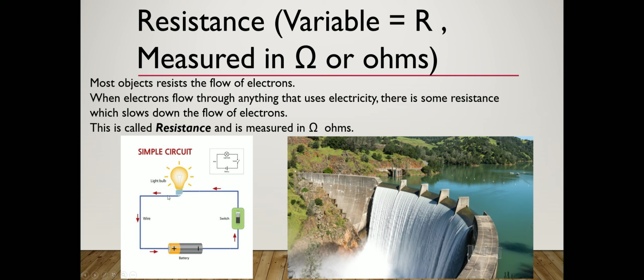So let's relate it back to the light bulb, right? As the electrons flow through this light bulb, what the light bulb is doing is slowing the flow of electrons, just like this dam would slow down the flow of water. Everything is being slowed down as you run it through appliances or objects. So every appliance has a resistance, and we measure resistance in ohms, okay?